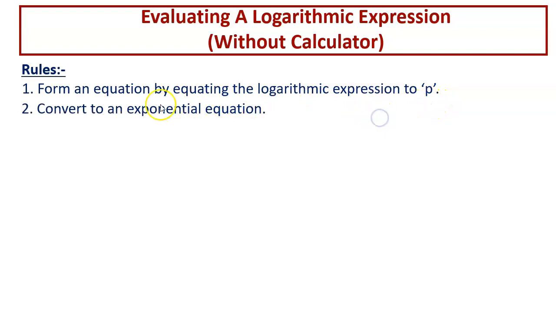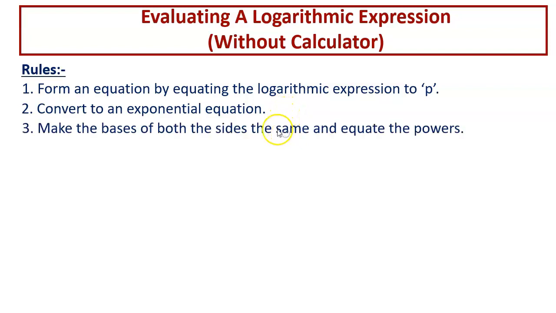Rule number 2 says convert to an exponential equation. Now we know how to convert a logarithmic equation to an exponential equation. And then rule number 3 says make the bases of both the sides of the equal to sign the same and equate the powers. Okay, so these are the rules. If you are getting confused by reading the rules, don't worry, we will be taking up specific examples. So let us look at the given questions.